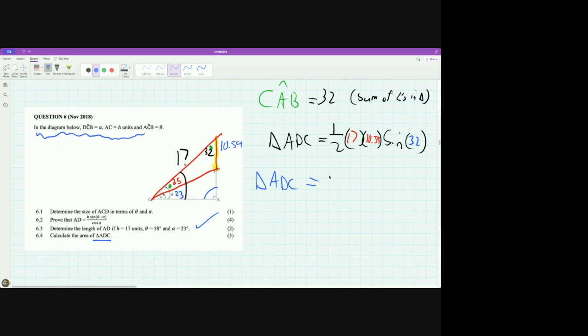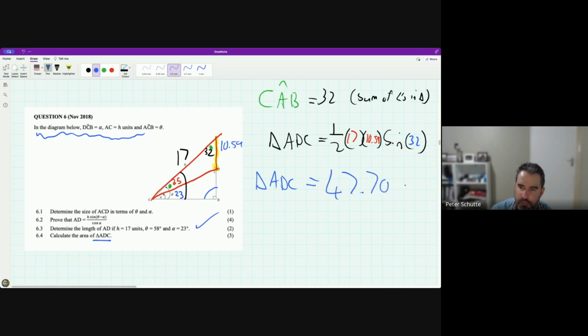What are you getting for your area? What are you getting for the area of your triangle here? I get 47.70, and this would be units squared. And I see that Annalena agrees with me, and I'm sure that many of you do as well.